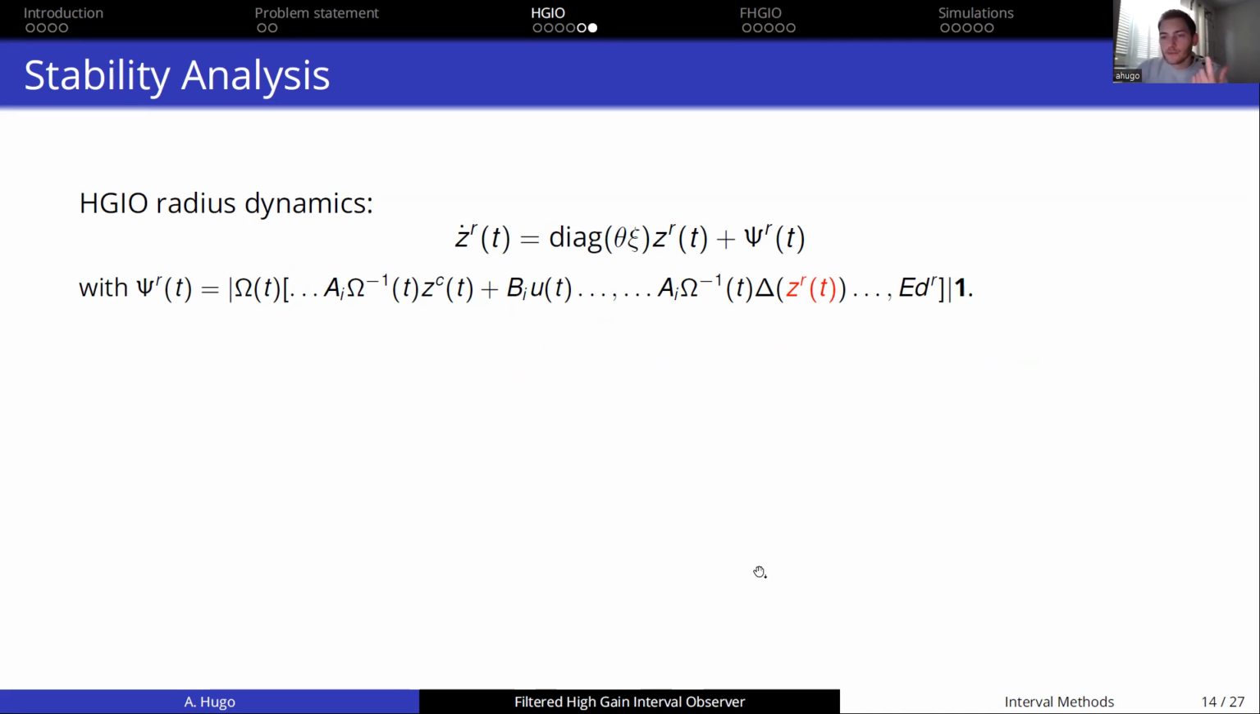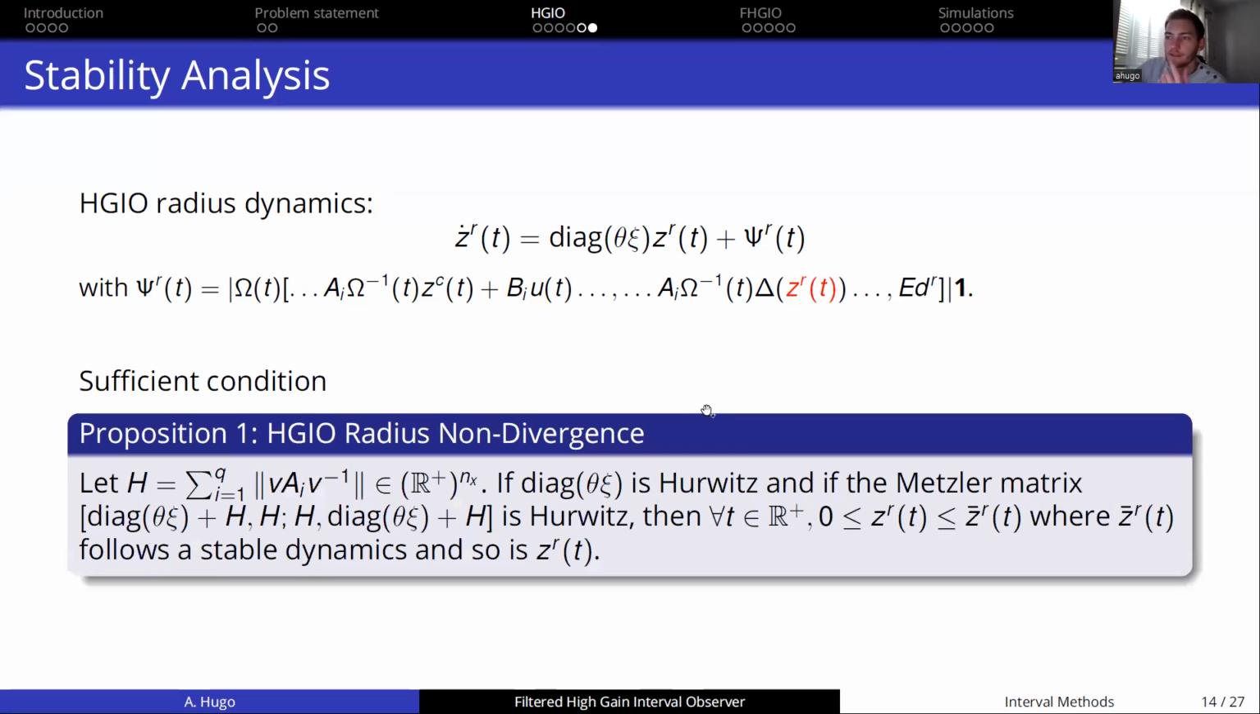We also need to show that the radius won't diverge, because it is not guaranteed directly. As we can see here with the dynamics of the radius, in the term psi r, there is a homogeneous term, ZR. And so that's why a proposition has been formulated that is a sufficient condition. To make it simple, a certain matrix that is on the second line here of the proposition, we have to check that this matrix is Hurwitz. So it is quite easy to check.